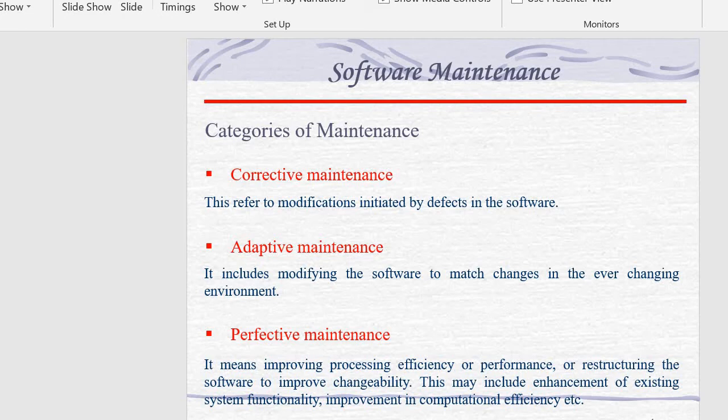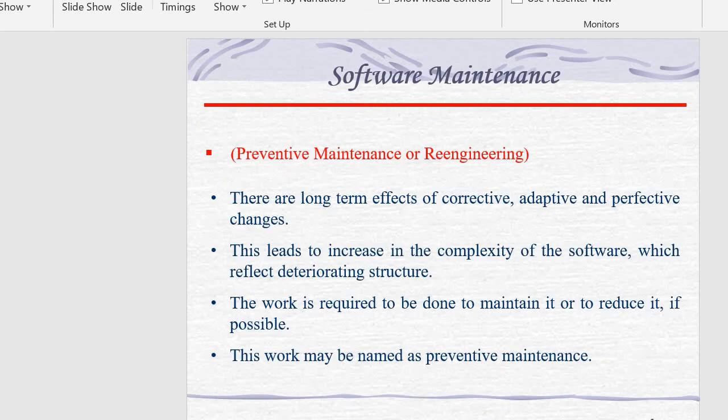Next, perfective maintenance. It means improving processing efficiency, or you can say the performance, or restructuring the software to improve its changeability. This may include enhancement of existing system functionality, improvement in computational efficiency, etc. And the last category of software maintenance is preventive maintenance, or you can say re-engineering.